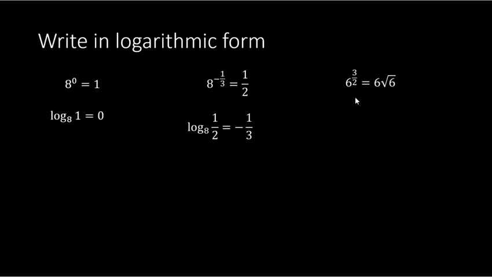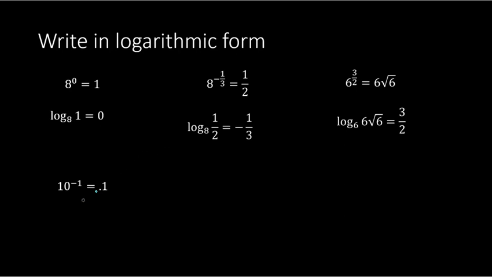Here is a third example. We have 6 to the 3/2 power equals 6 times the square root of 6. And you were told to write this in logarithmic form. So here we have log, the base is 6, so 6 is the base of the logarithm. And a log is an exponent, so it's equal to the exponent, which is 3/2. That goes over here. And then the 6 times the square root of 6 would go right here. So in logarithmic form, we would have log base 6 of 6 times the square root of 6 equals 3/2.